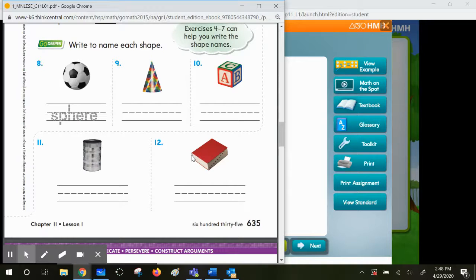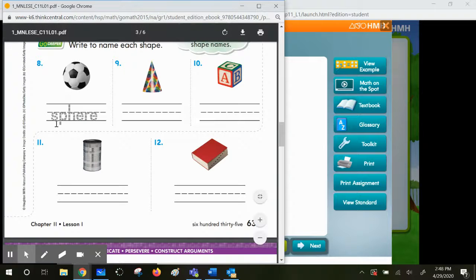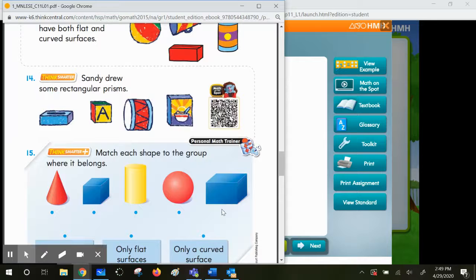You need to look at the object just like they did with the soccer ball. The soccer ball is in the same shape as a sphere, so they wrote the word sphere. You will fill in the empty spaces there and trace the word sphere. Then you need to write the word below the birthday hat of what shape it is, below this block what the shape is, below this can what the shape is, and below this book of what that shape is.